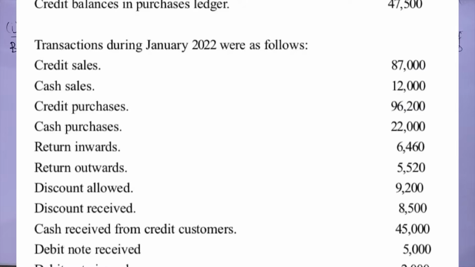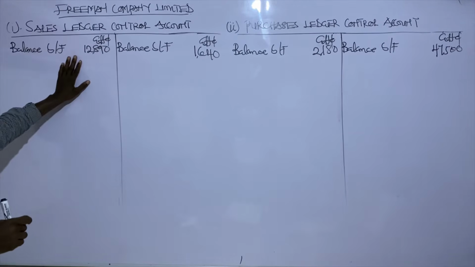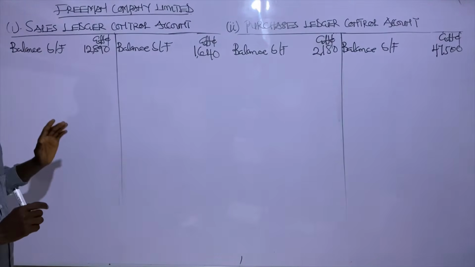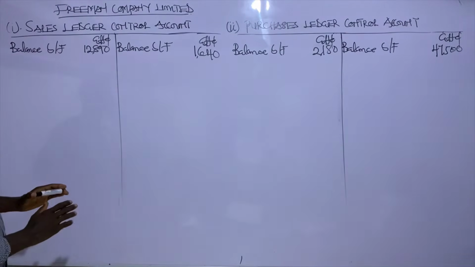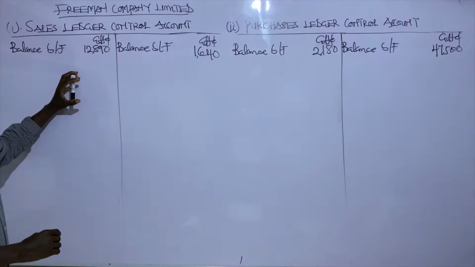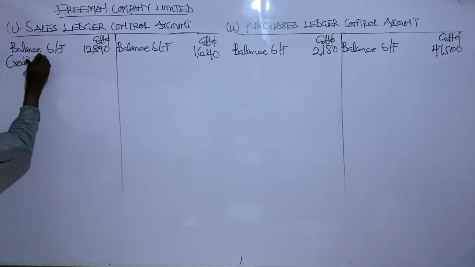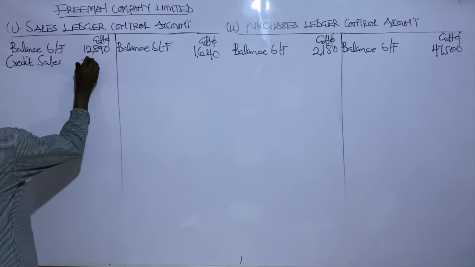Transactions during January 2022 were as follows. Credit sales, 87,000. Credit sales will increase the sales ledger control account, so it will be debited. Credit sales will increase the debtors account. The double entry for credit sales is that we credit our sales account and debit our debtors, meaning that our debtors account will increase. So we come to the sales ledger and say credit sales, and the amount is 87,000.